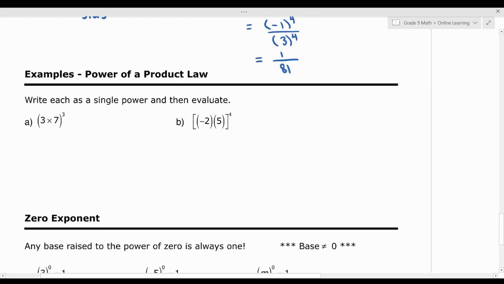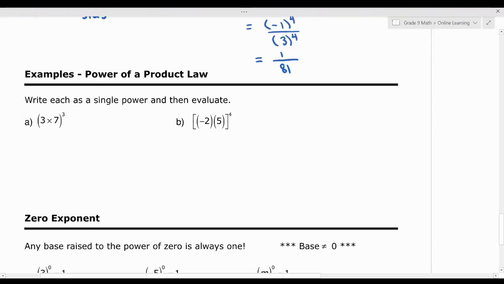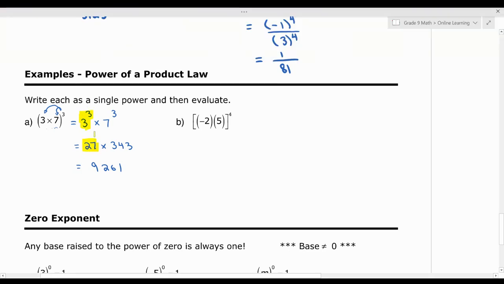Next example, we have 3 times 7 to the power of 3. So this is our power of a product law. And the law tells me that if all of this is being multiplied together, I'm allowed to apply the 3 to the first factor and to the second. So I could write this as 3 to the power 3 times 7 to the power 3. And then if we evaluate it, you'll get 27 times 343. And if you multiply those numbers together, you would get 9,261.